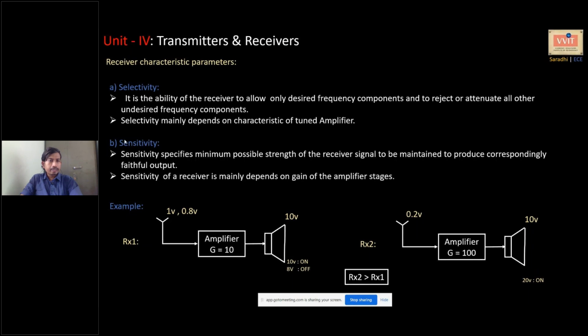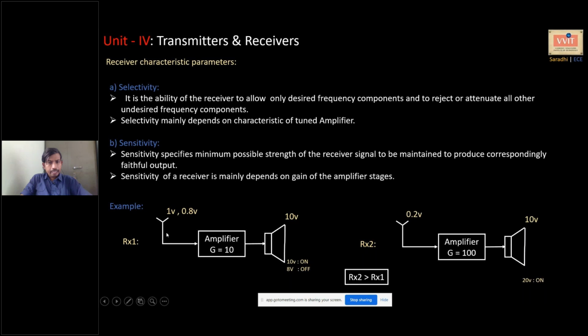Similarly, the second characteristic parameter is sensitivity, and sensitivity is receiving the frequencies of all strengths. Right from lower frequency to higher frequency within the 10 kilohertz bandwidth, all frequency components irrespective of their original strengths, you should be able to perceive them properly. So let us see this example, you will understand.